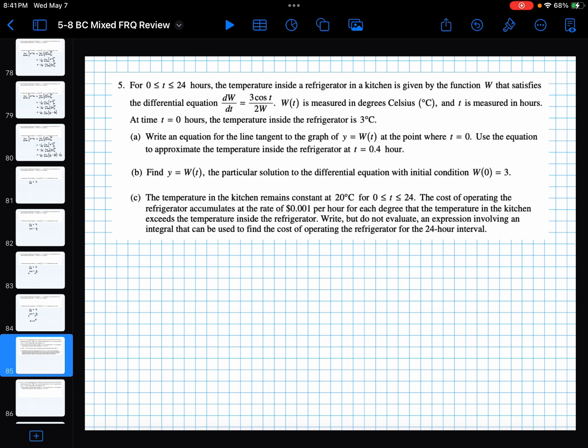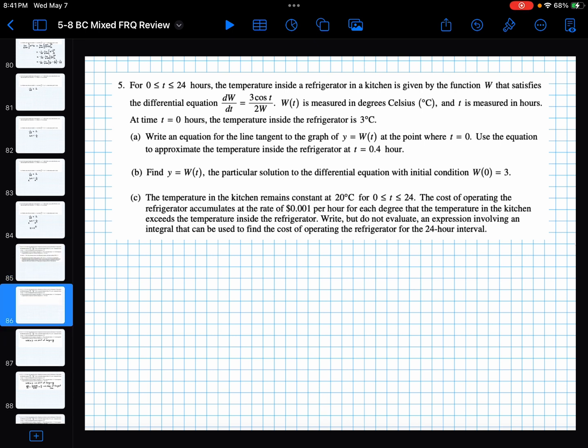All right, so we have this differential equation, dw dt. W of t is measured in degrees Celsius. T is measured in hours. And at time t equals 0 hours, the temperature inside the refrigerator is 3 degrees Celsius. So that's an initial condition. The point 0, 3 is on the parent function, w of t.